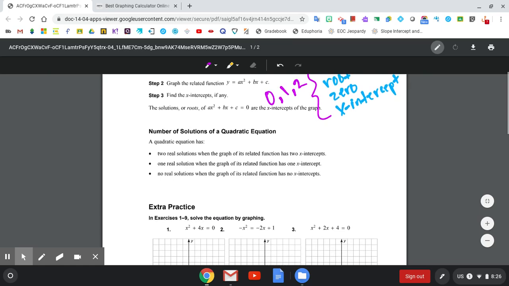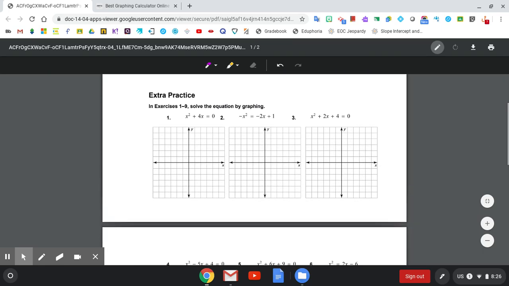So we're going to mosey on down here to the solving part. So first you want to make sure you're in standard form. So on number 1, I have x squared plus 4x equals 0. This equals 0 tells me that I'm in standard form, so I can go ahead and graph.